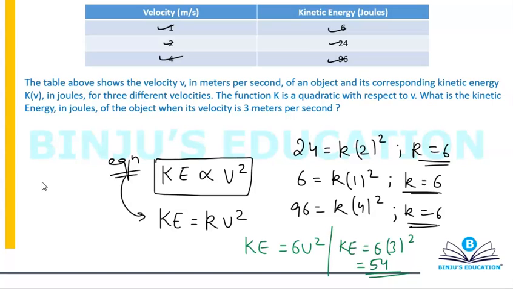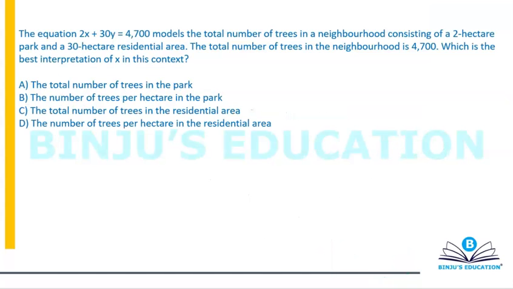Madhuri, where did you go wrong? GP. You have to find the relationship. It's a function. It's given the function k is a quadratic with respect to v. It's not GP. Alright, no problem. No problem. Let's move on for the next question.